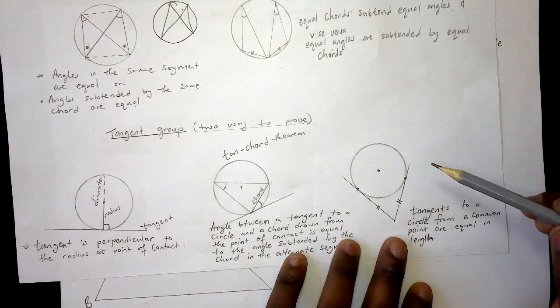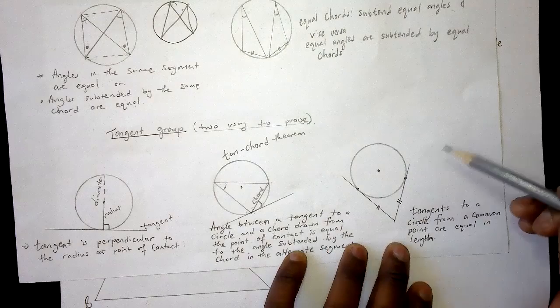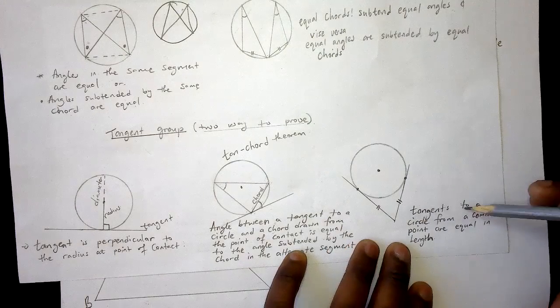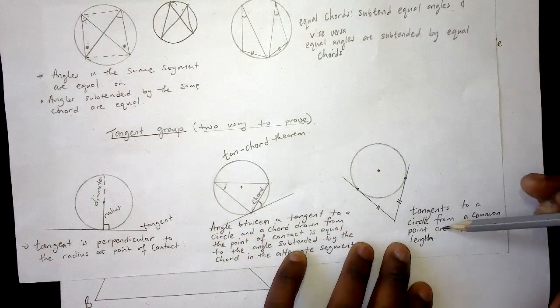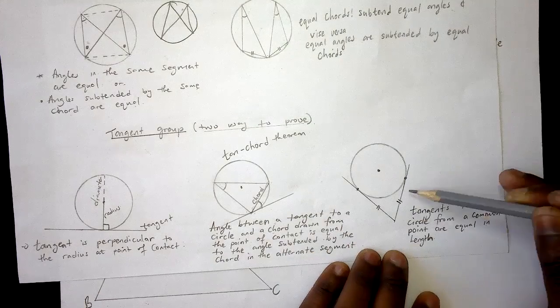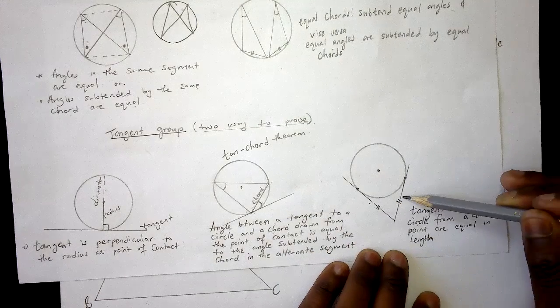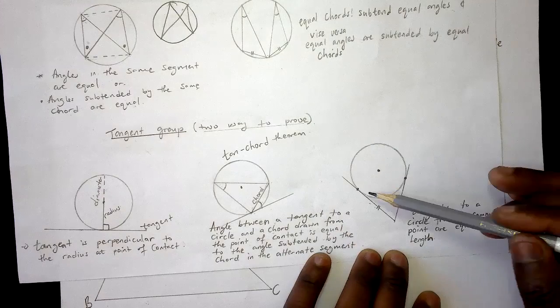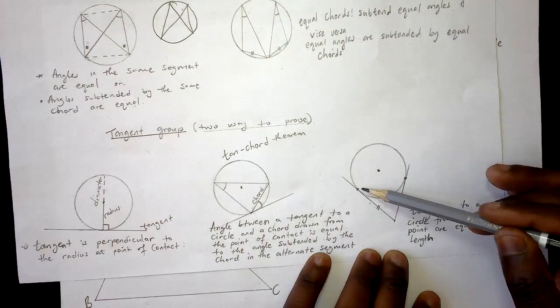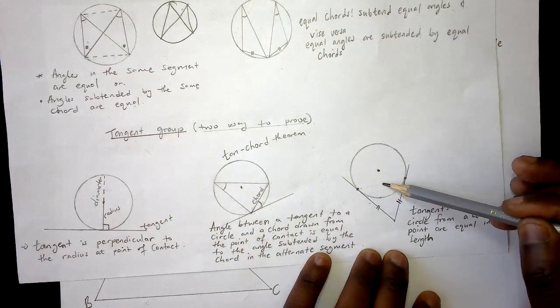Then the last part of the tangent group that you need to know: tangents to a circle from a common point are equal in length. So these two are equal in length. You need to understand this because sometimes they have drawn a lot of things here and they've got a line also that goes there.